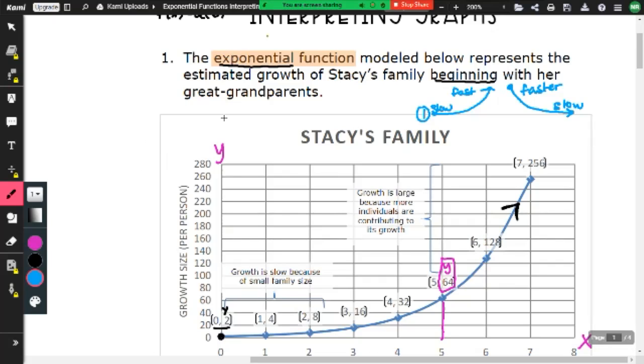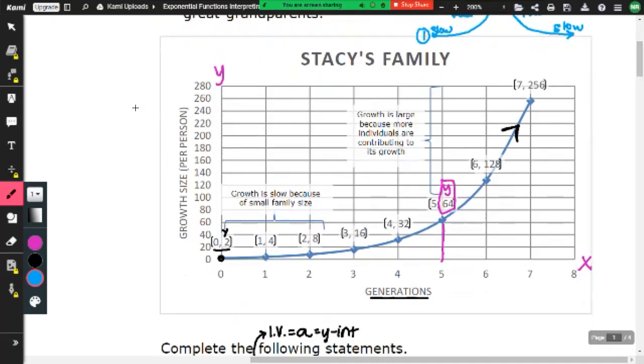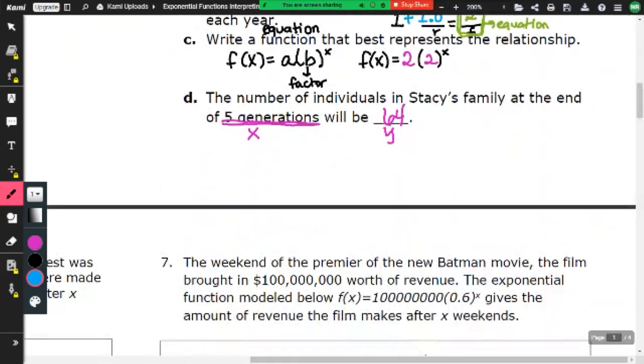So look at the chart here where it says Stacy's family. The growth is slow because your family size is still small. You only started out with the great grandparents here at number 2. And then by the 2nd generation, you're still only at 8 people. But look over here, because you have so many more people, 64, by 2 generations more, you're already up to 256. It's a much faster increase. Everybody understand that? Think of a slide, okay? All right, now we can turn the page.